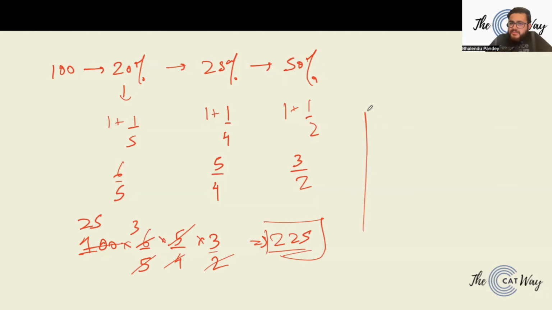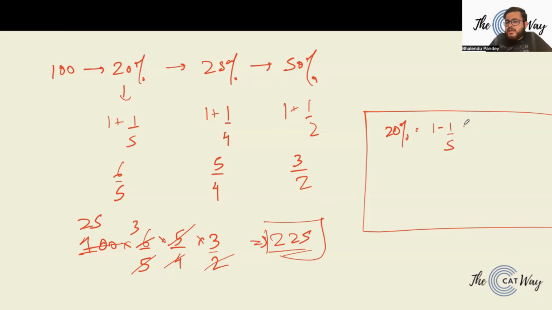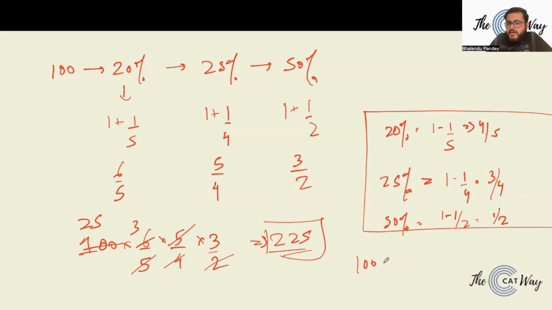Similarly for the decrease part as well. The multiplying factor for a 20% decrease is 1 minus fraction, so you have 4 by 5. For 25%, the multiplying factor is 1 minus 1 by 4, that is 3 by 4. For 50%, the multiplying factor is 1 minus 1 by 2, which is 1 by 2. So my final answer is going to be nothing but 100 multiplied by 3 by 4 multiplied by 1 by 2 multiplied by 4 by 5.